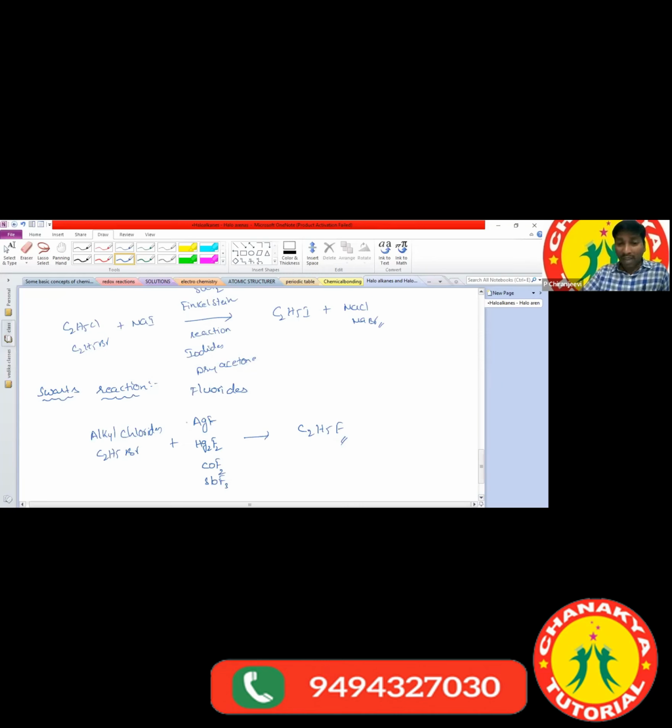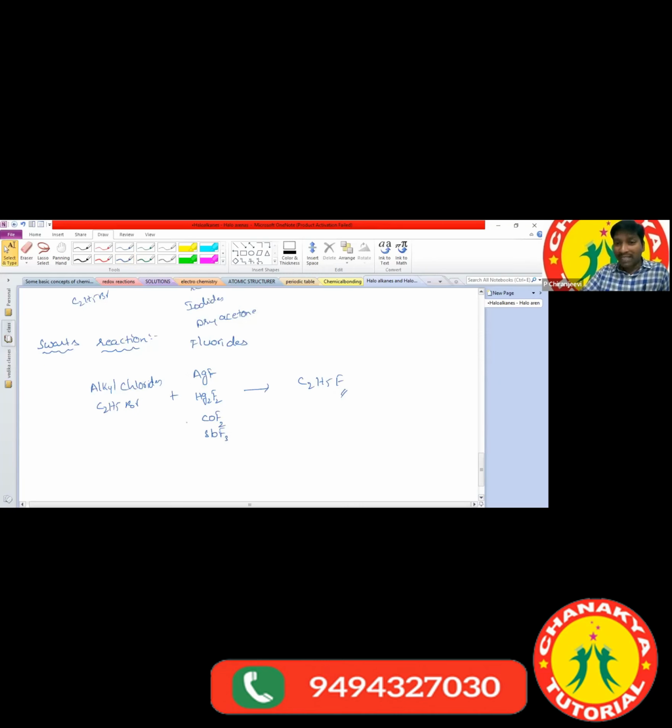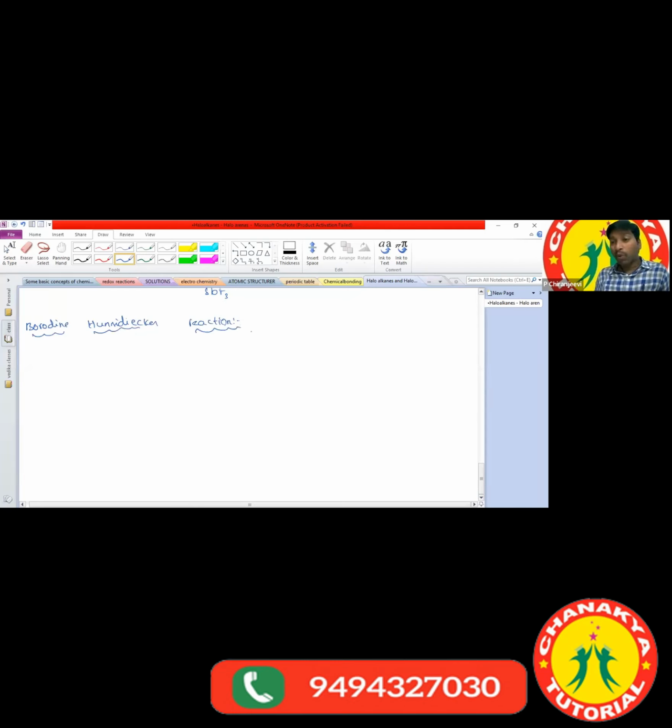And one more reaction is there: the Borodine-Hunsdiecker reaction. What is the Borodine-Hunsdiecker reaction? By using this method, we are going to prepare only bromides.